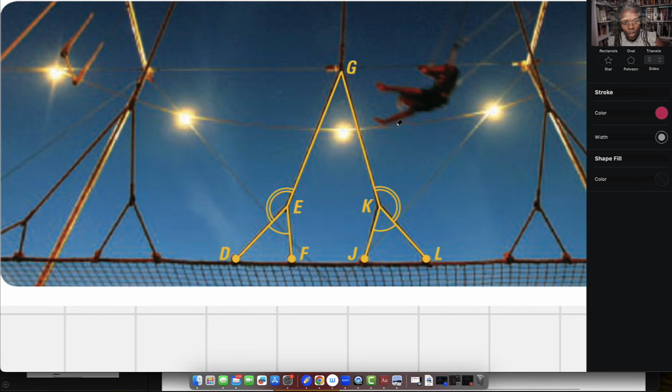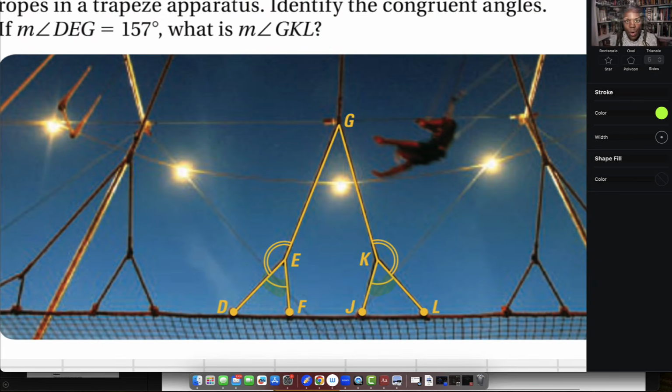If you want to also notice as well that this angle right here has a single archway and this one has a single kind of arch marking, and that means that angle DEF is congruent to angle LKJ. Here's what we were asked though. We were asked if angle DEG has a degree measure of 157 degrees, what about this angle here? I hope you guys can see it. If the angles are marked as congruent, then their angle measures must be congruent as well. So this has a degree measure of 157 degrees.